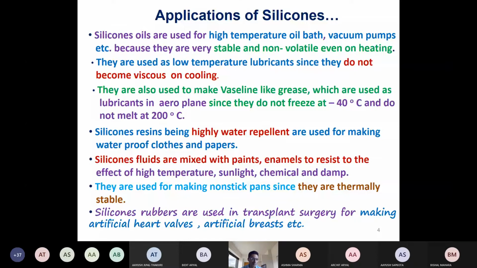And silicone solid rubbers are used in transplant surgery for making artificial valves and artificial breasts. If a lady suffers from breast cancer, one breast or two breasts can be cut, and in place of that, the silicone breast should be applied, and that makes the person attractive.